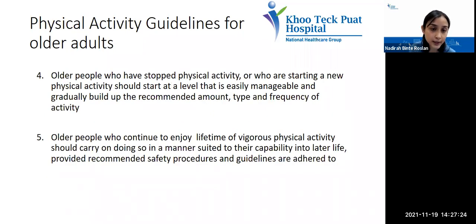Those who have stopped physical activity or who are starting a new physical activity should start at a level that is easily manageable and then gradually build up the recommended amount, type, and frequency of activity. Older people who continue to enjoy a lifetime of vigorous physical activity should also carry on doing so in a manner suited to their capability into later life, provided recommended safety procedures and guidelines are adhered to.